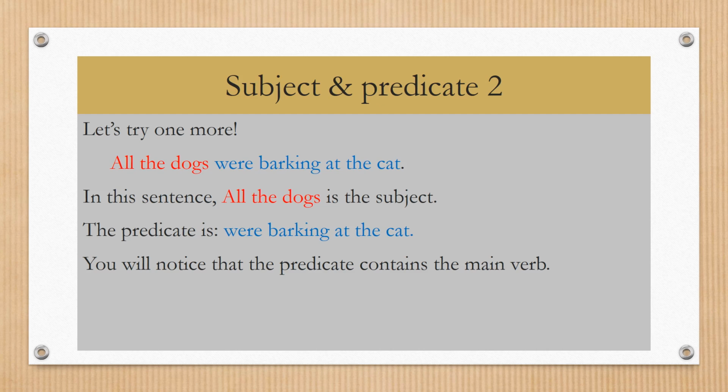Let's try one more. All the dogs were barking at the cat. In this sentence, all the dogs is the subject. The predicate is were barking at the cat. You will notice that the predicate contains the main verb.